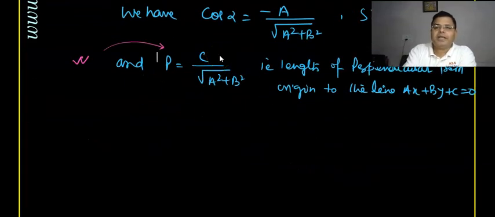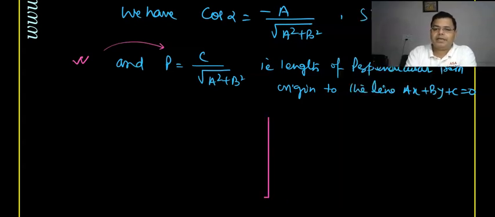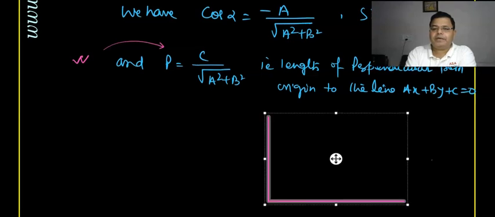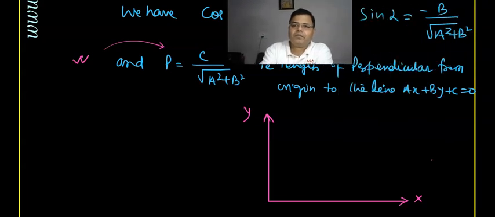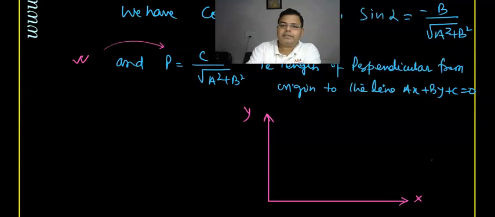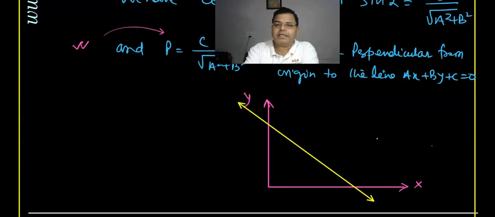How to deal with this? Let me explain this possibility. If there is a line, say this is a line, and this is x axis, this is y axis, and this one is a line. Line is like this. The length of perpendicular from origin to the line is like this. So this is p, and this is the length of perpendicular.